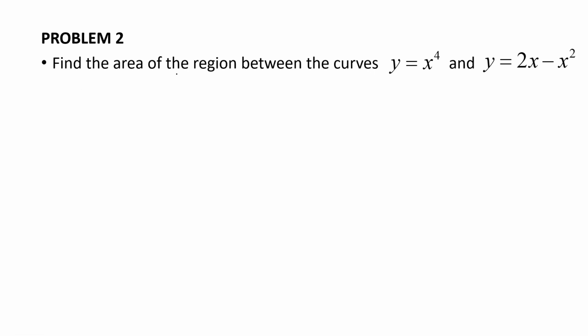So again, the first step is always to equate your equations. So y equals x to the power 4. Then the other one is y equals 2x minus x squared. Okay, so this one is a curve. We don't have any names for this one, but it's a curve. So this one is a parabola.